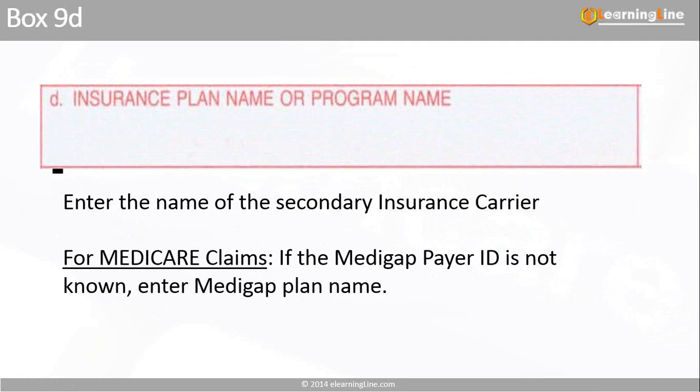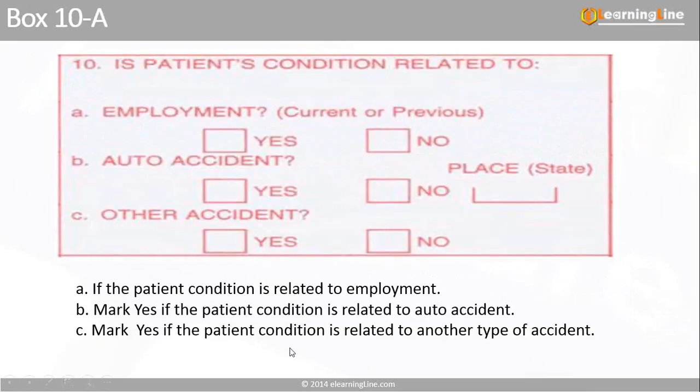Now, being said that, this is only for Medicare claims. For rest others, if you have a secondary insurance, put the secondary insurance carrier detail. Then you have the is patient condition related to employment, as you see here, current or previous.